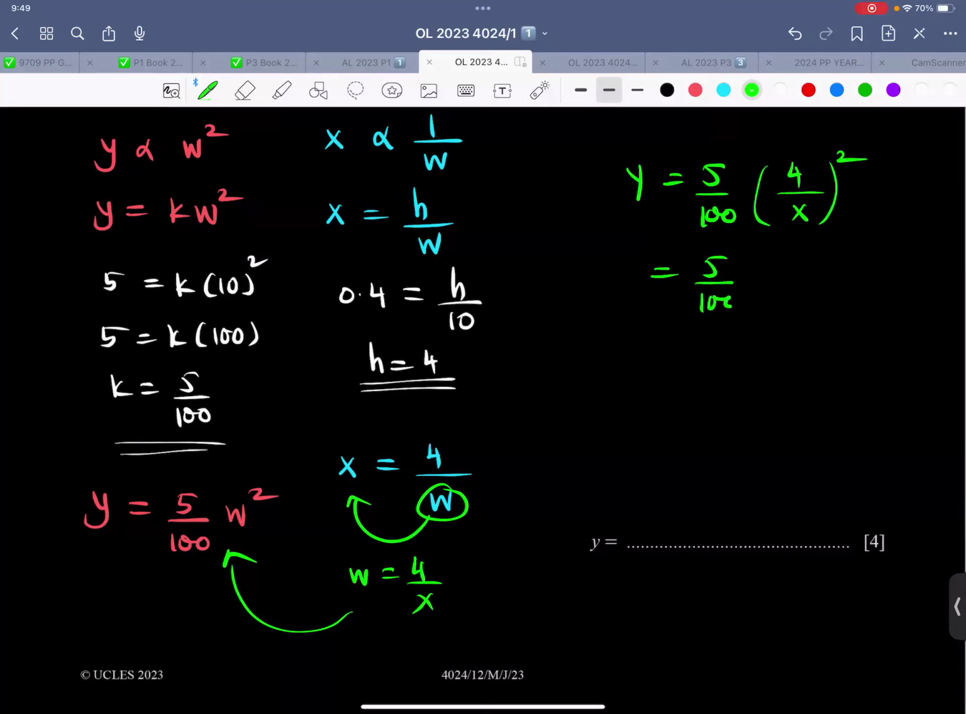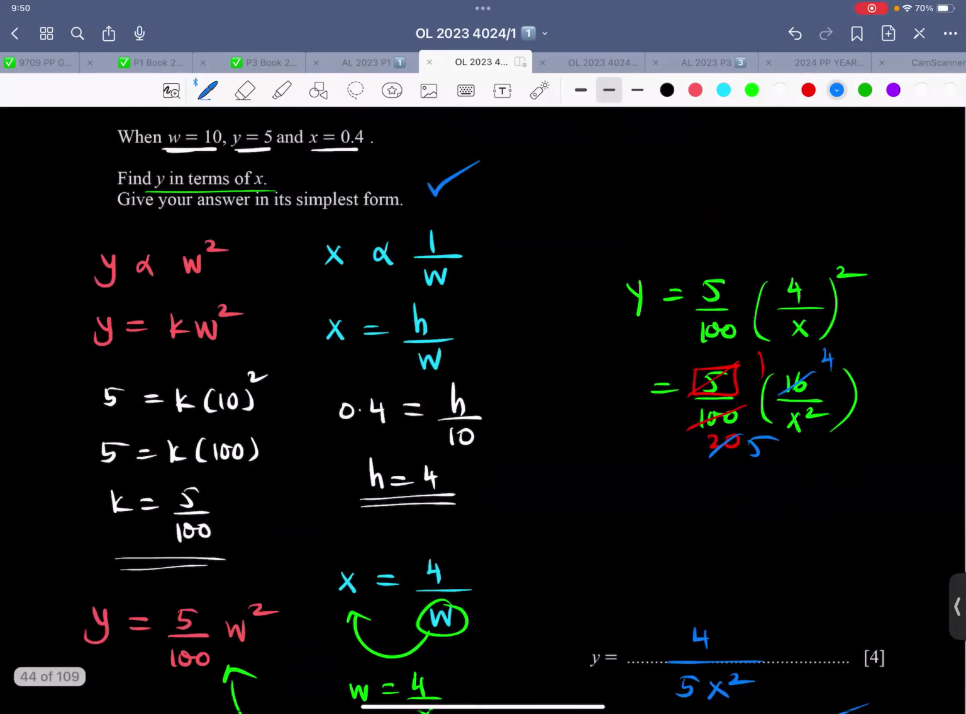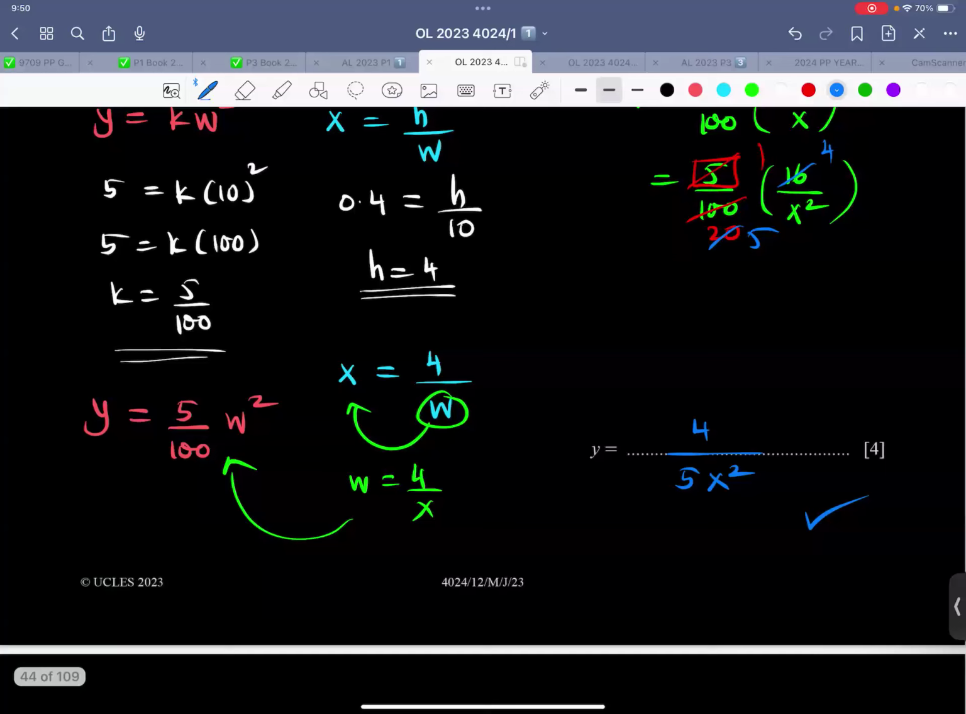That is 5 over 100. 4 squared is 16, x squared is x squared. Now 5 ones are 5, 5 twenties are 100, and then 4 fours are 16, 4 fives are 20. Therefore, y equals 4 over 5x squared. That's the equation that relates y and x, and it's asking for the simplest form. That is why I've simplified it.